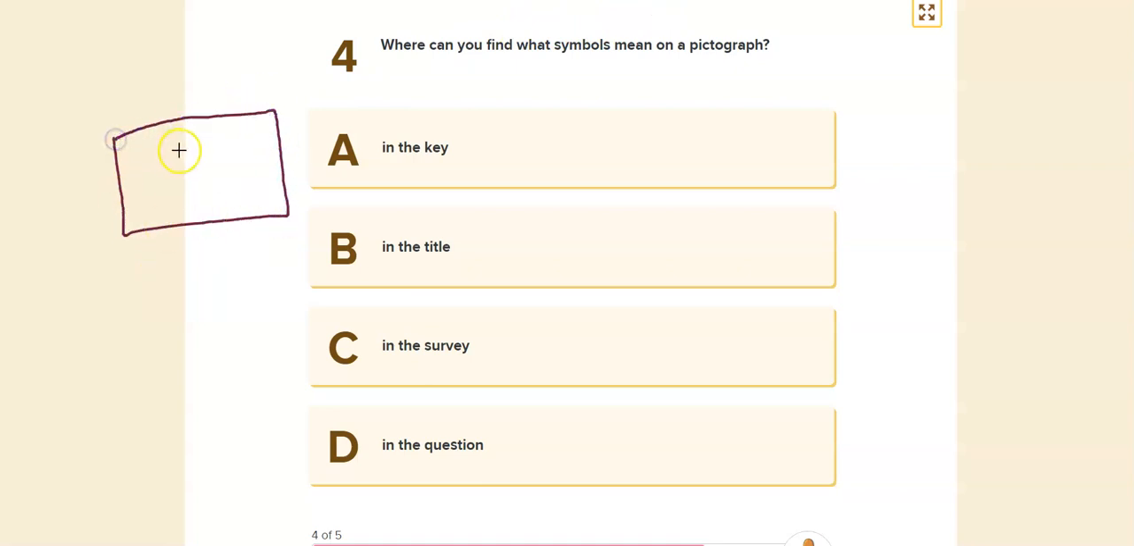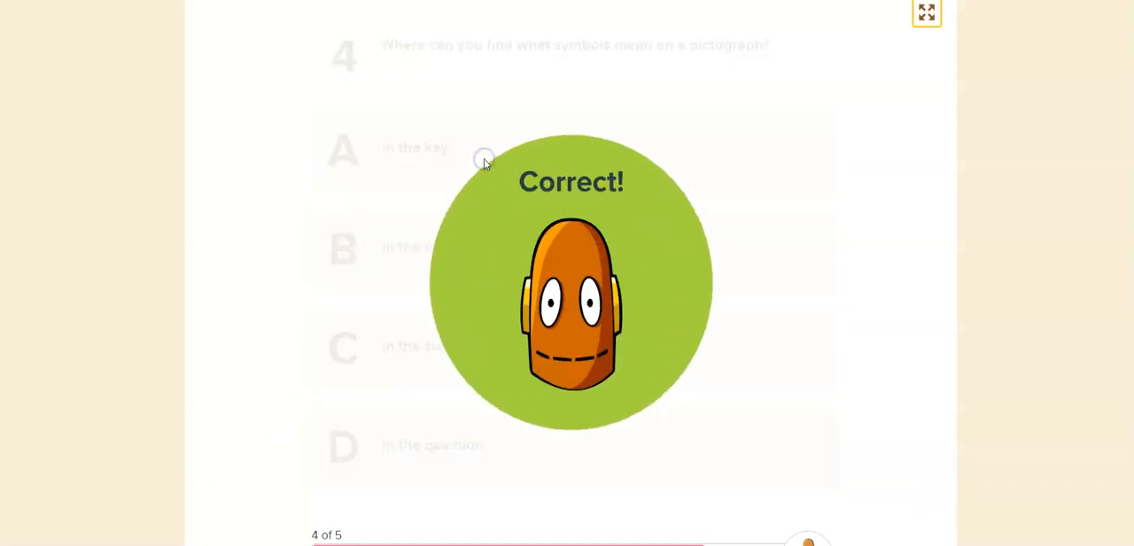Because sometimes they'll have their graph and maybe they use weird looking hearts this time. It's hard to draw with this. So let's say they used hearts. And down at the bottom it says a heart equals 2 votes. If I count those hearts by ones, I'm going to get my answer incorrect. It's going to be wrong. You have to look at the key in order to know what each of these symbols stands for. It's the most important part of a pictograph. Okay, so the key tells you what the symbols mean.